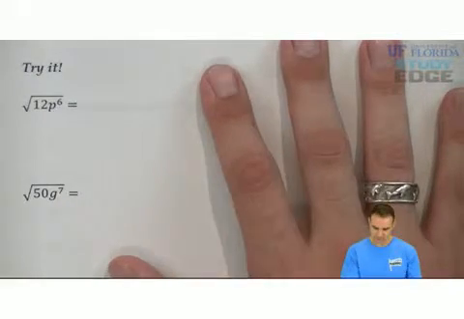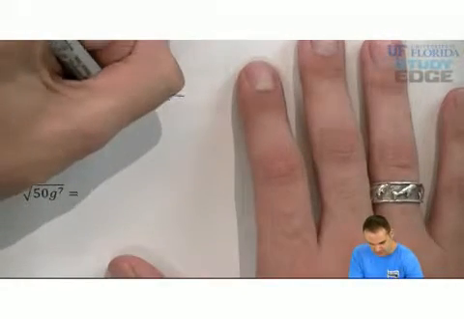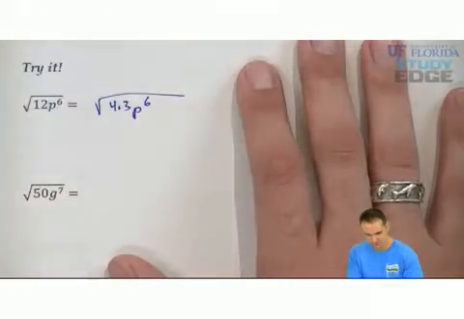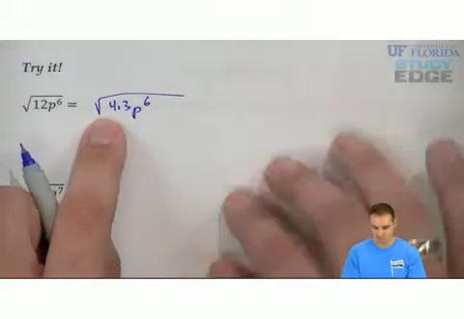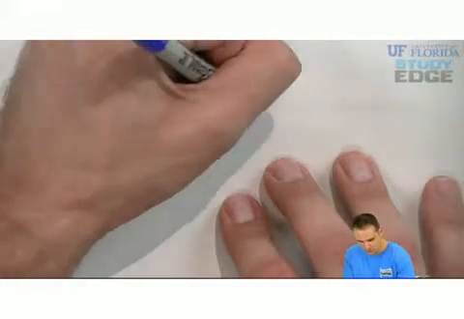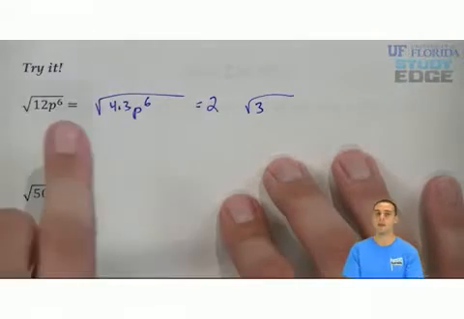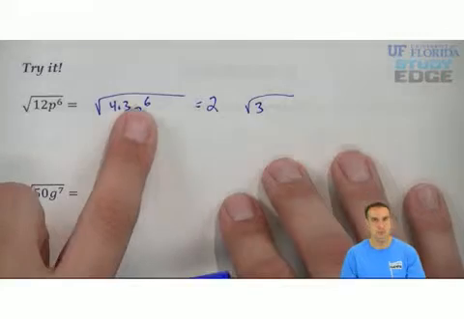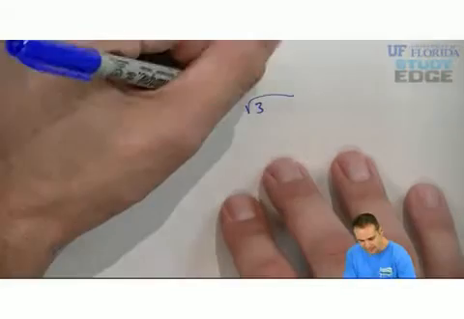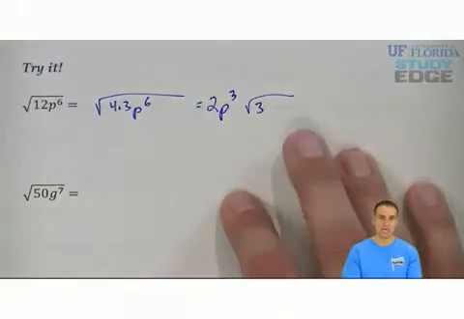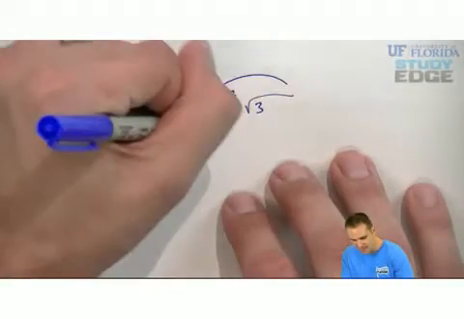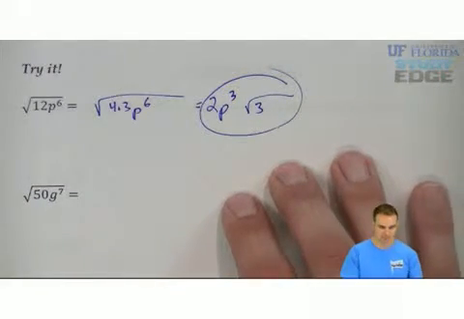Square root of 12. 12 is 4 times 3. I have a p to the 6. 4 is a perfect square. The square root of 4 is going to give you 2 with a 3 left over. P to the 6. 2 goes into 6 3 times because I have 3 pairs of p and none left over. And that would be your final answer.